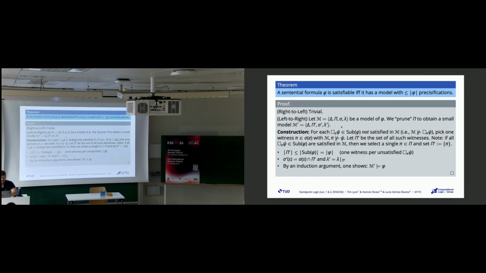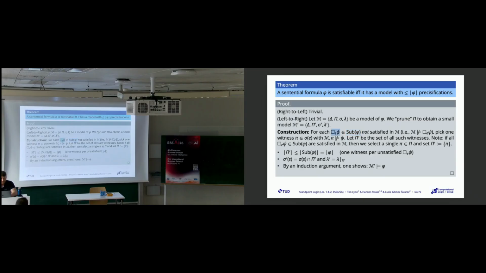The idea of the proof is to try to prune the set of precisifications to obtain a new model, M prime, where the set pi prime is smaller than the length of phi. And the way this works is as follows. It's explained here after construction. We take every subformula which is prefixed with a standpoint box of phi. So sub phi, by the way, stands for the set of subformulae of phi.